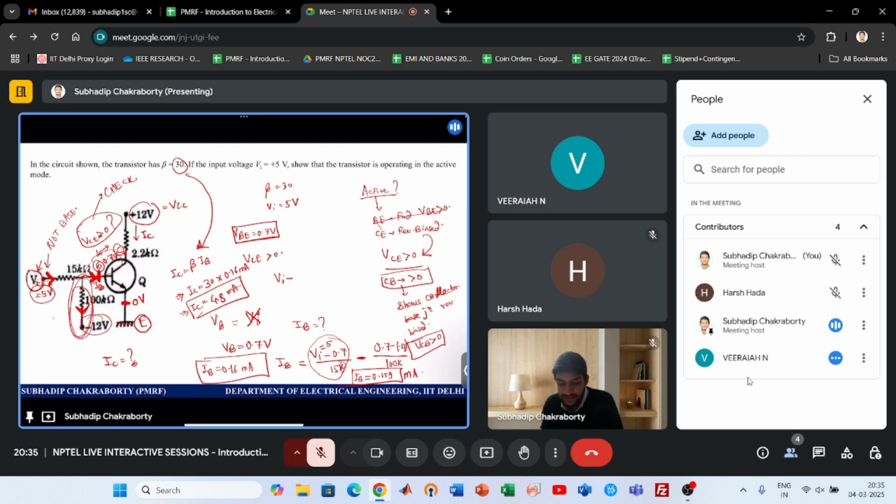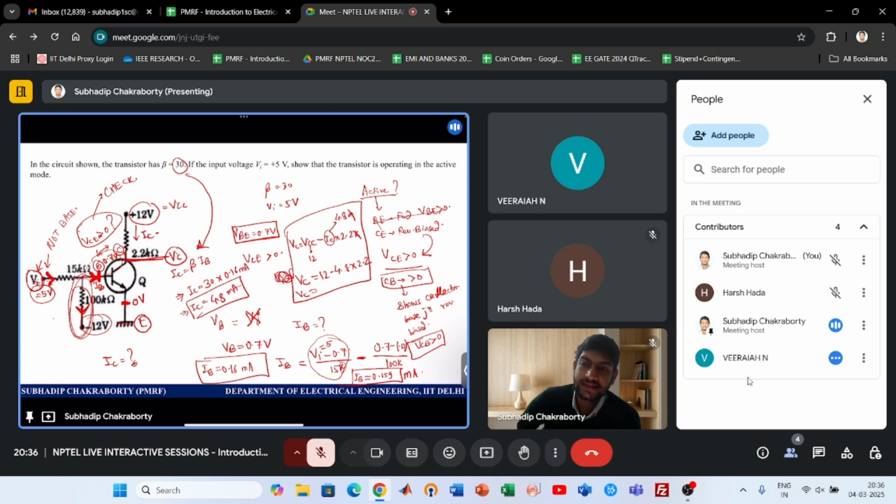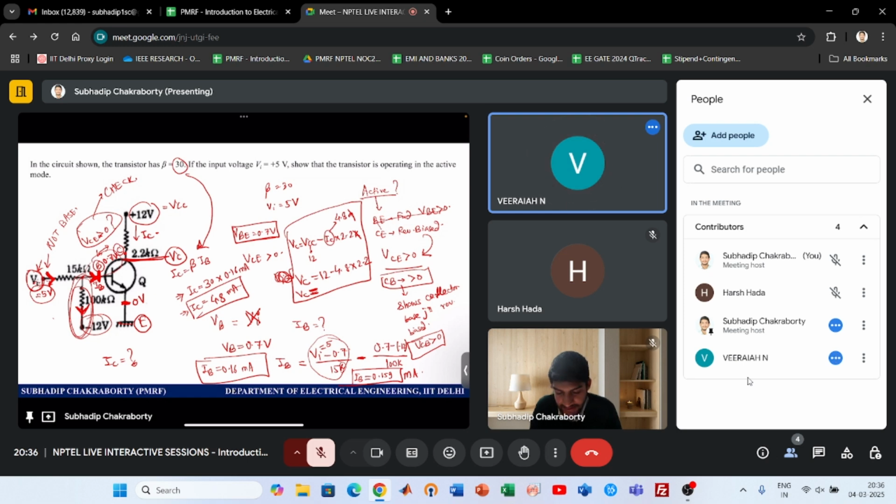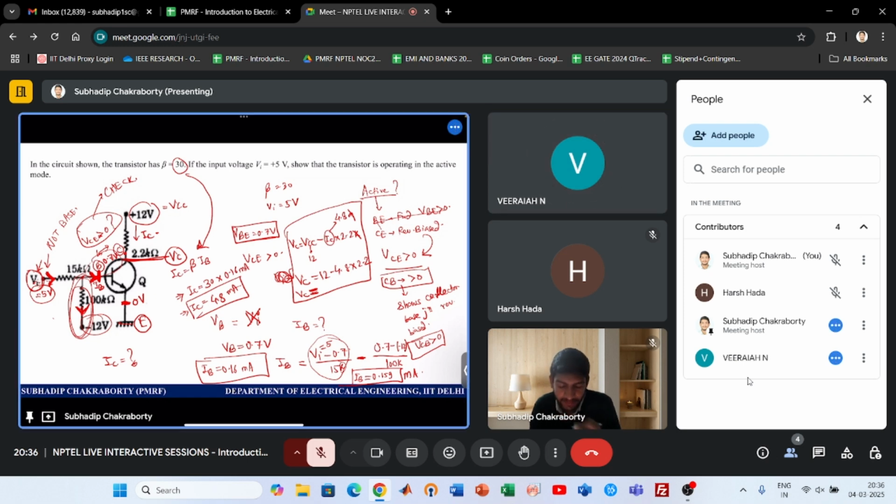Now can you calculate? You know IC? VCC minus IC times 2.2 K. IC is 4.8 milli. Milli and kilo gets cancelled. And VCC is 12. So VC is what? VC means the voltage at the lead of the transistor. So VC is 12 minus 4.8 into 2.2. So calculate VC. VC means this voltage at the lead of the transistor. 1.44 volts.